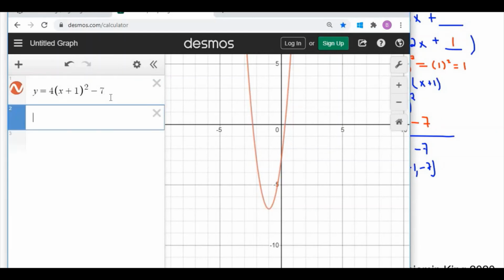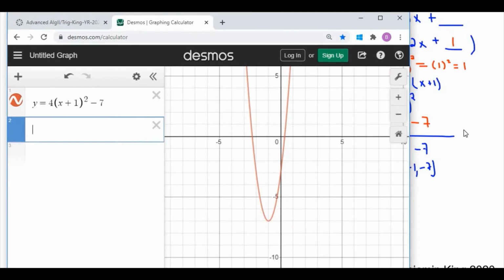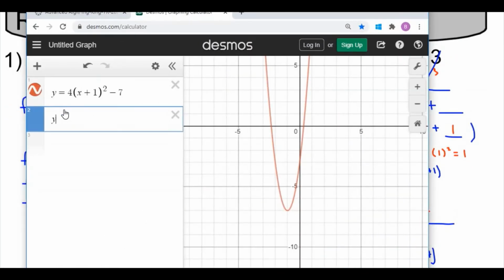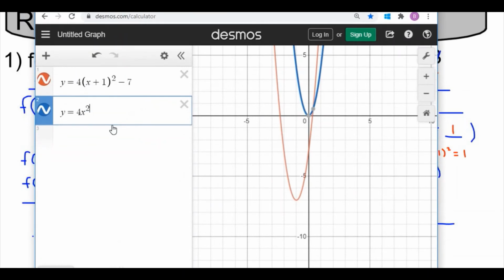In fact, if you wanted to, you could even type in the original problem to just correlate that you have the right thing. So that was y equals 4x squared plus 8x minus 3. And you can see that it graphed over top of it. So that's that one. That's that one. Red is my answer. Blue is the question. I know I have it right.